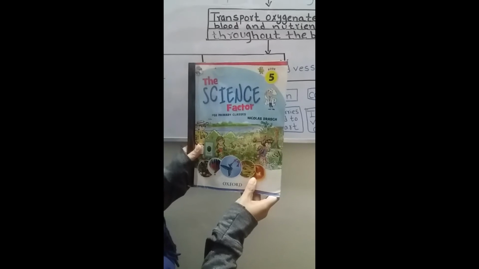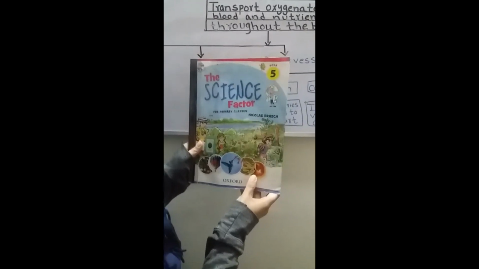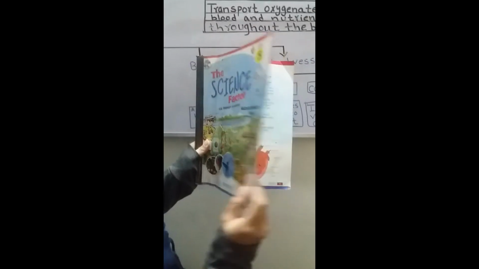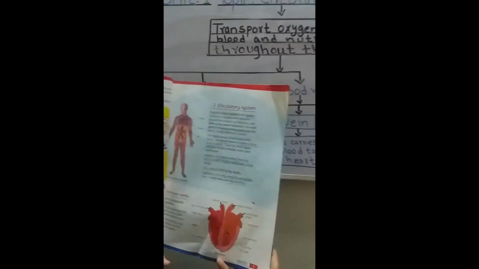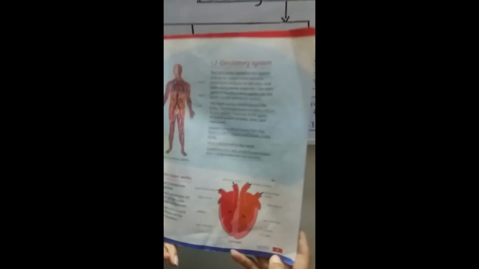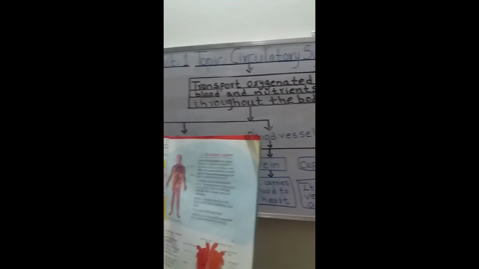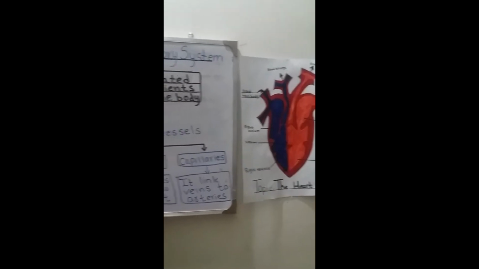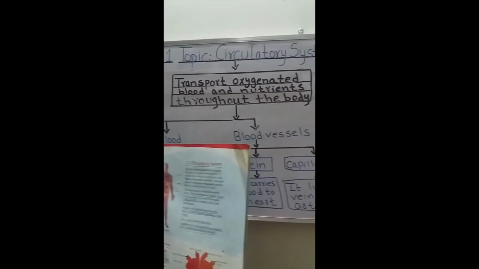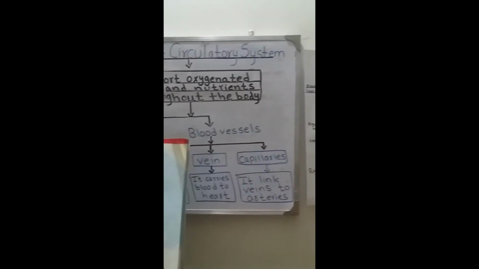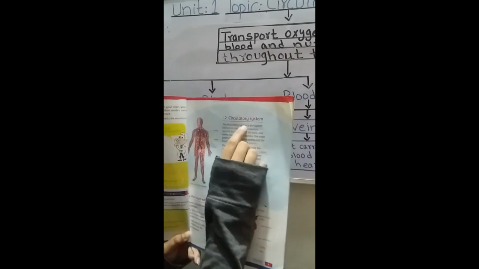Today we are going to study the science factor of class 5. Now open your book, page number 9, circulatory system. As we already did the nervous system in class, today we will discuss the circulatory system. Before explaining this concept, I will start with the reading.